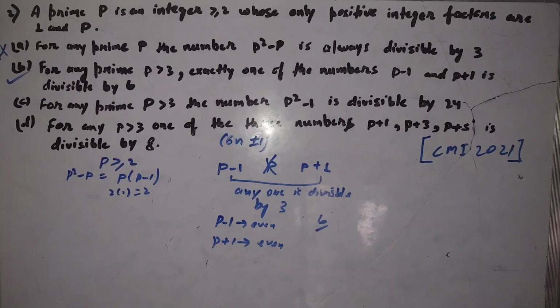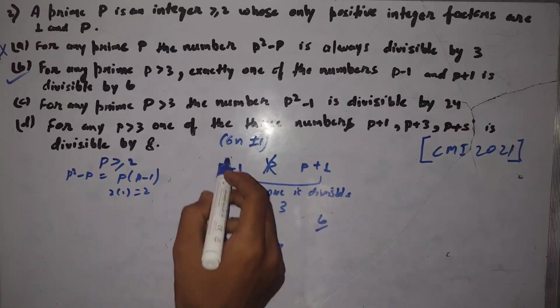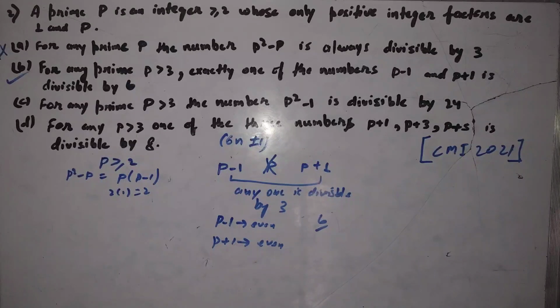Let me explain it once again. Since p minus 1 and p plus 1, any one of them is divided by 3, but both of them are divided by 2, but any one of them is divided by 3. So the one which is divided by 3 and divided by 2 is actually divided by 6. So that's statement B. Now we have to talk about statement C.